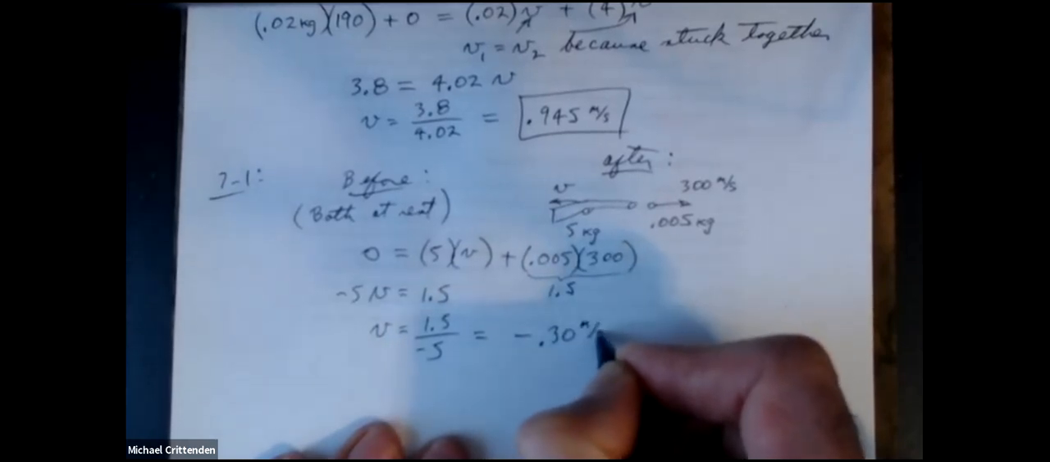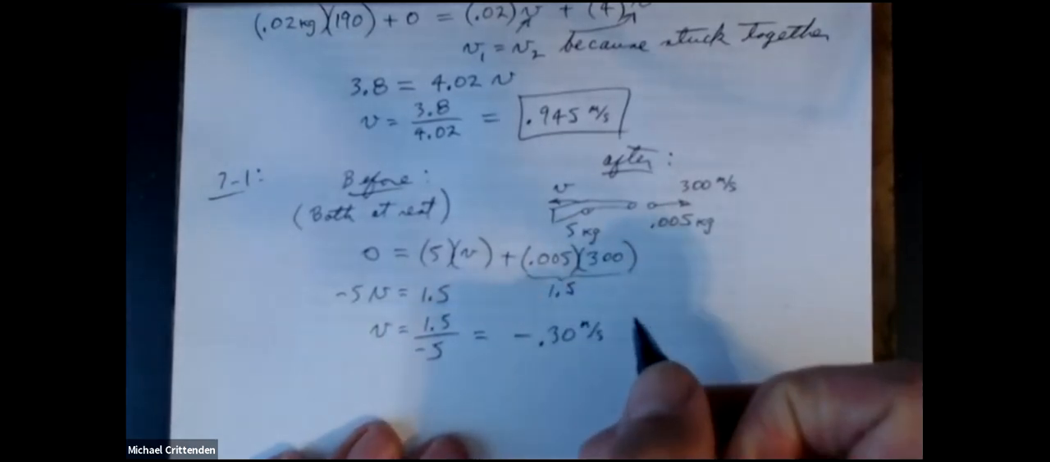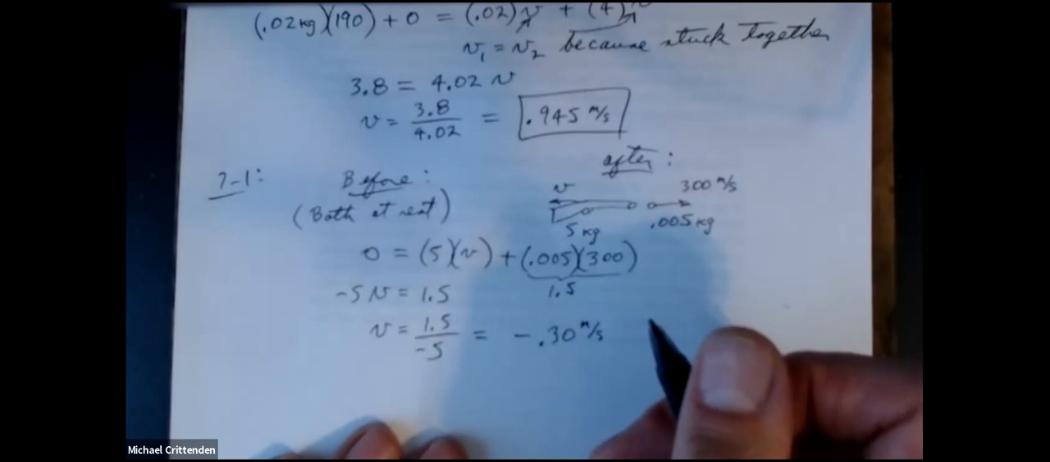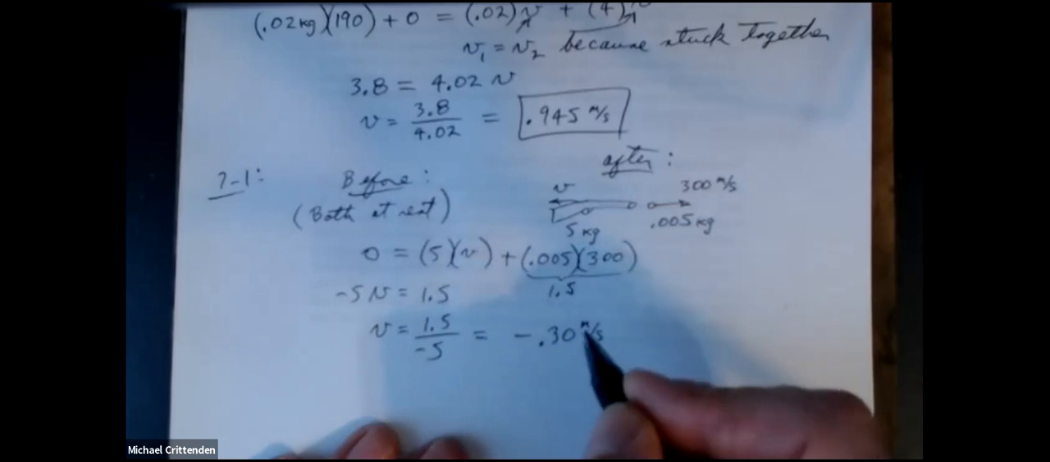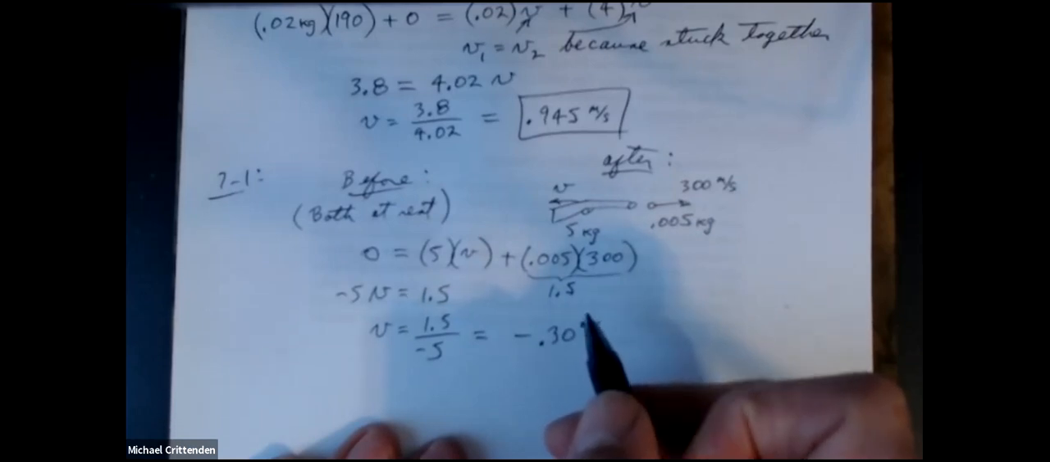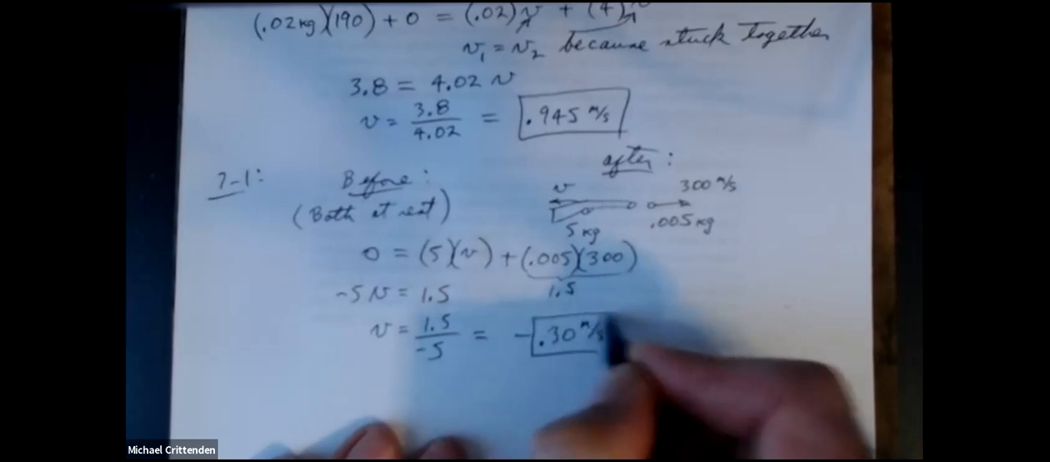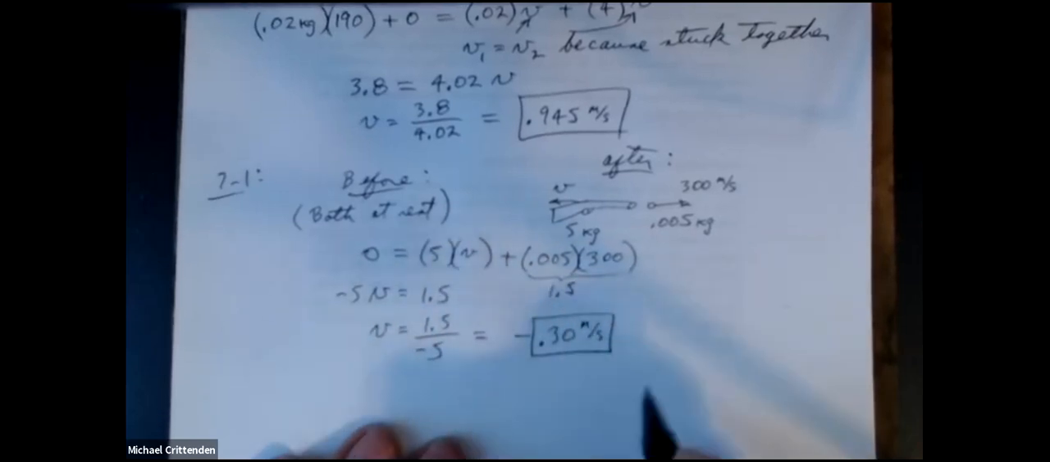0.30 meters per second. Now, actually, if you want to nitpick about the way the question is phrased, it doesn't say find the gun's final velocity. It says find the speed. Well, speed is a scalar, okay? Speed just means how fast is it going. I don't care about the direction. So the speed would actually just be the 0.3.